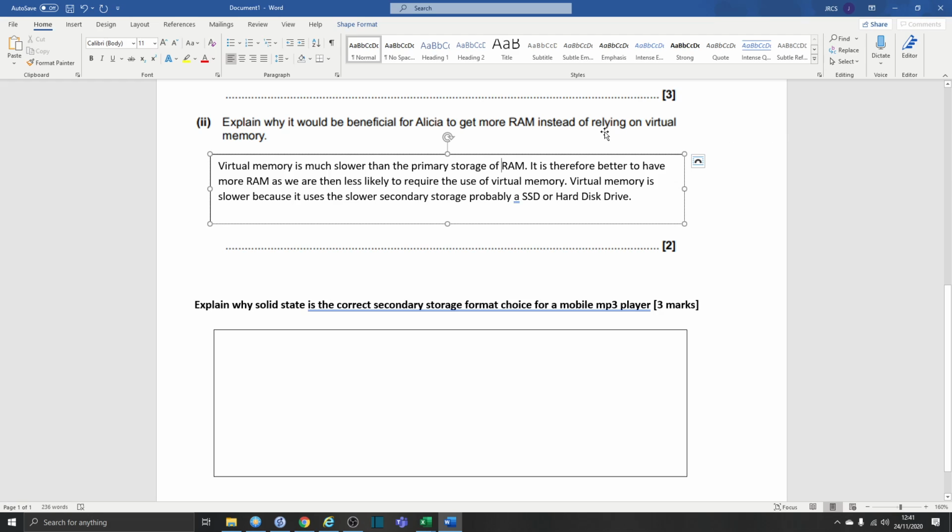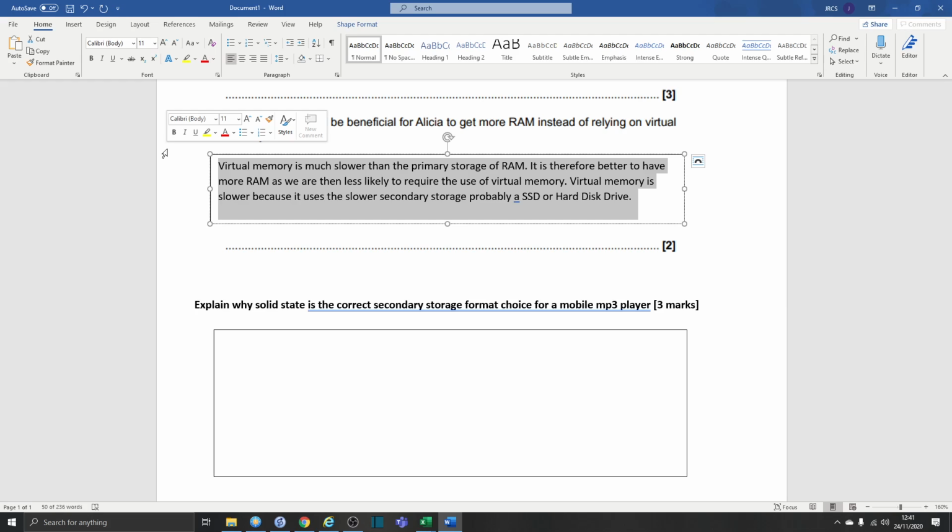Try to answer the question. It's very easy there to get 1 mark by explaining that virtual memory is bad, brilliant. It's really slow, yes, virtual memory is slow because of this reason, brilliant. So why is having more RAM better then? Because we're less likely to use virtual memory if we have more RAM.